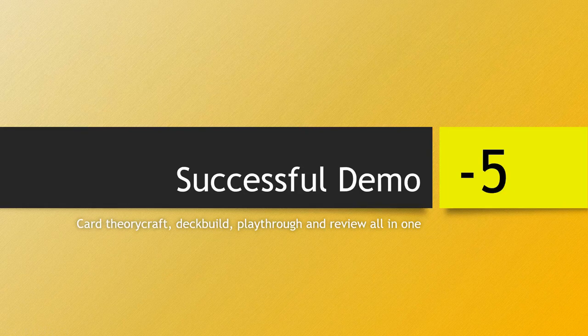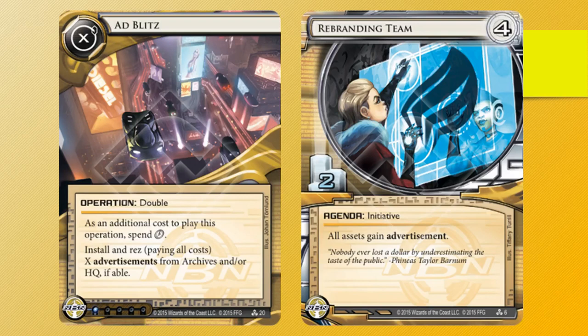Welcome to episode negative 5 of Successful Demo. Each episode analyzes the third and bracket aspects of one or more existing cards. Today, I'll be exploring a very niche 2-card combo in NBN. I never thought I'd see this day, but I will be presenting to you Ad Blitz and Rebranding Team. Yes, the jankometer has shot through the roof.